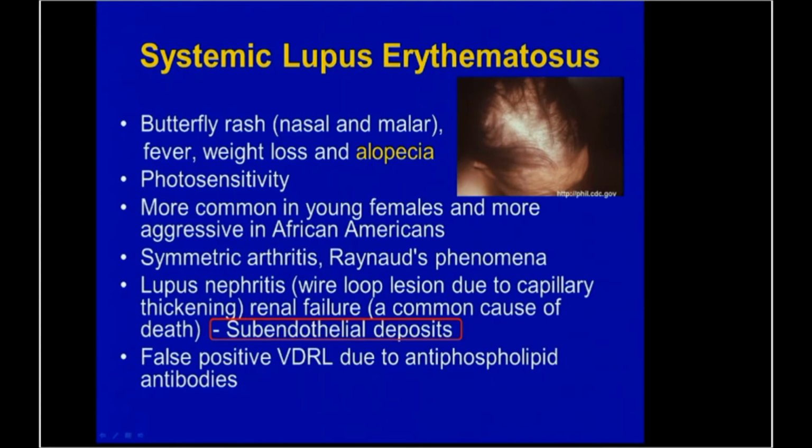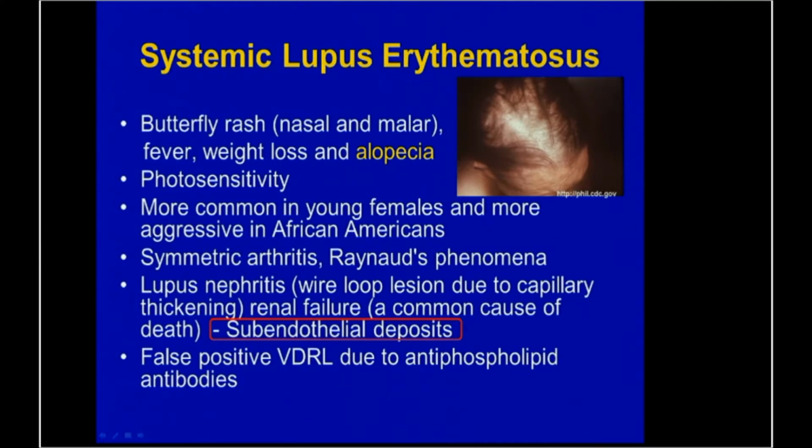Actually, alopecia, you will see alopecia in systemic lupus. You know what the other patient is that might have alopecia on the exam, other than idiopathic alopecia? The patient with the stomach problem and vitamin B12 deficiency. What do you call this condition? Pernicious anemia. So remember, a patient with alopecia, and a patient with vitiligo as well, most probably is going to be pernicious anemia. Photosensitivity is more common in young females and more aggressive in African Americans.